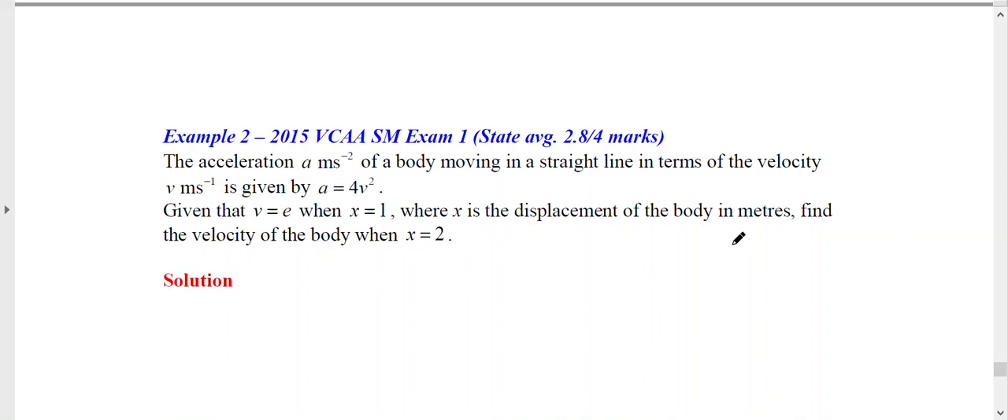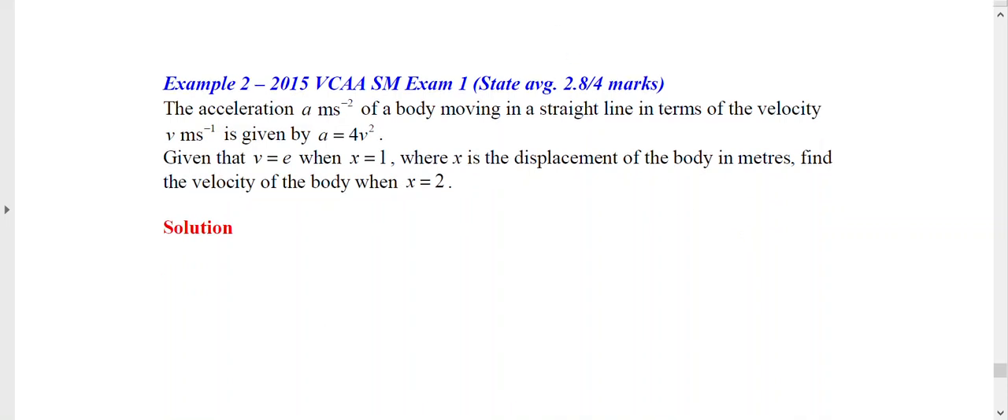Problem number 2, from 2015. It's a 4-mark question, so quite a lot of marks. The average was 2.8. It says the acceleration a meters per second squared of a body moving in a straight line in terms of velocity v is given by a equals 4v squared. Given that v equals e when x equals 1, where x is the displacement of the body in meters, find the velocity of the body when x equals 2.